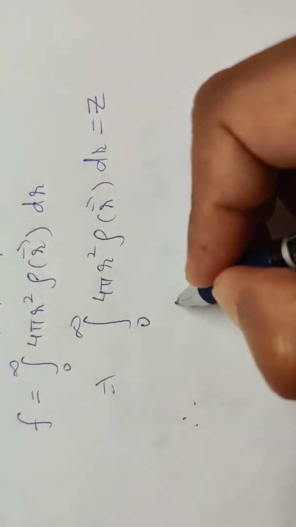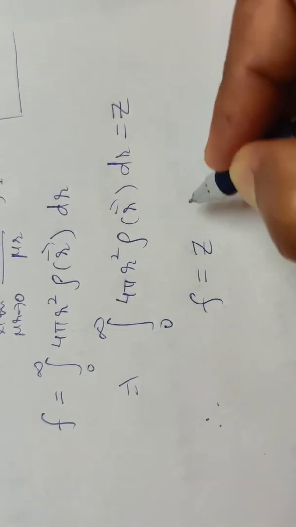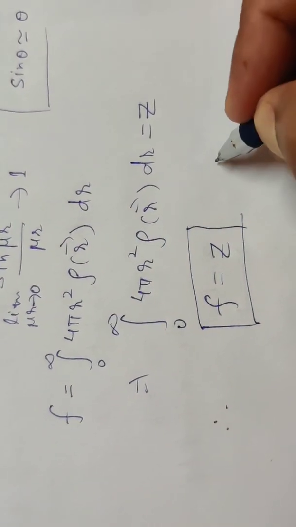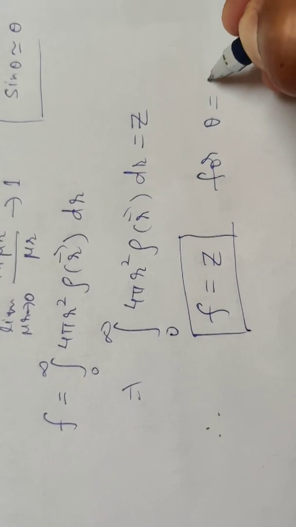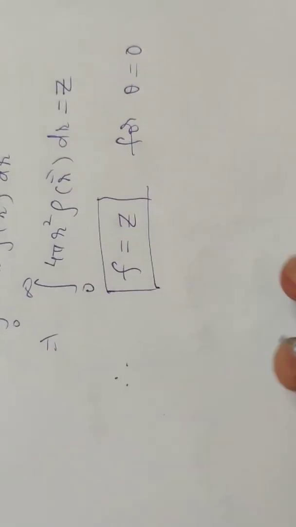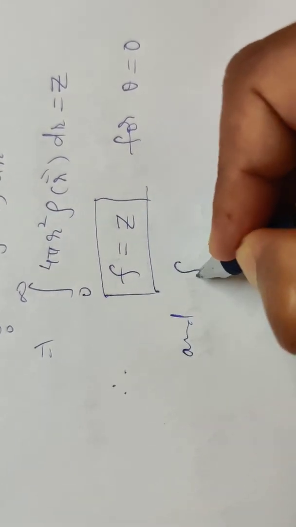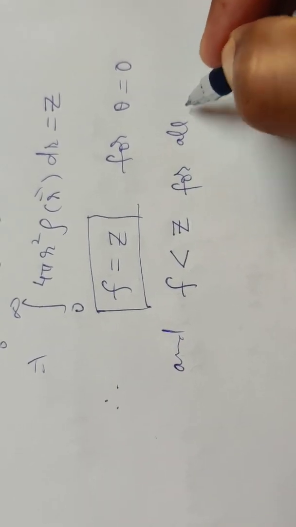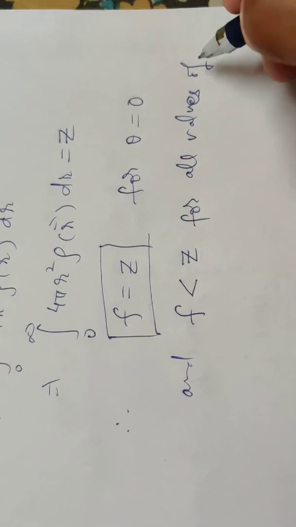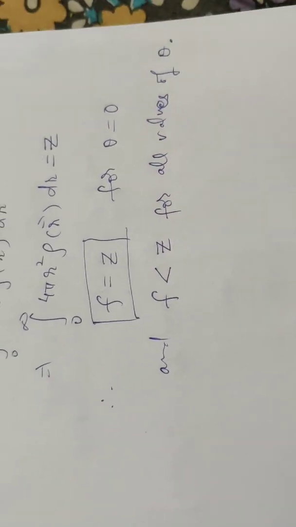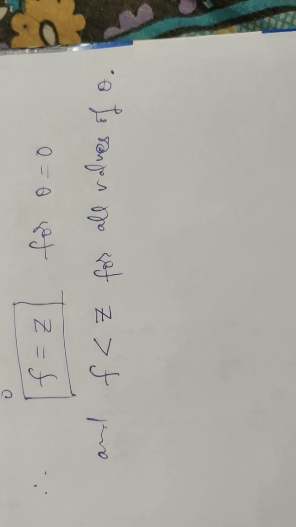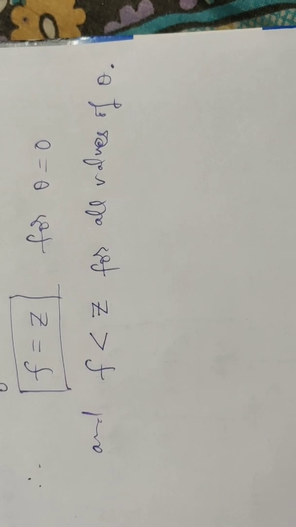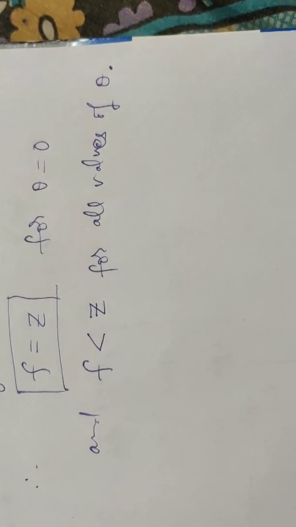So therefore F is equal to Z: your atomic scattering factor is equal to the atomic number for theta equal to 0, and F will be less than or equal to Z for all values of theta. So this atomic scattering factor is equal to the atomic number for theta is equal to 0, and is less than the atomic number Z for all values of theta.